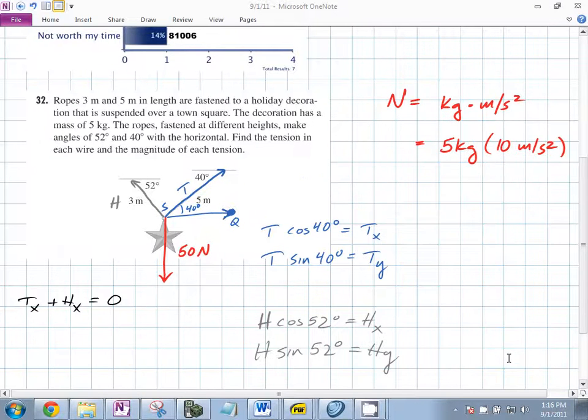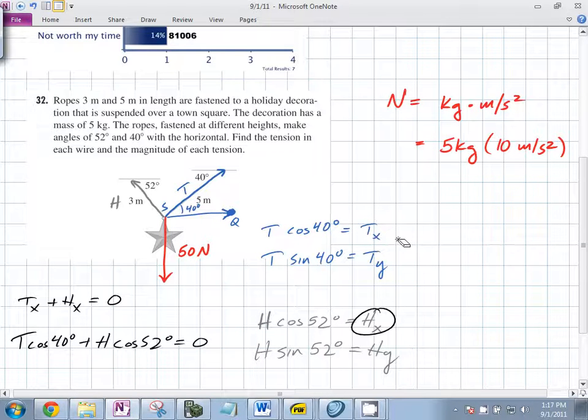What can we set up now? We know that T cosine 40 degrees plus H cosine 52 degrees is equal to 0. Are we okay with that? Those should be TX and HX. Yes, TX and HX. We're adding TX and HX together, and TX and HX are those things on the left. That is correct.